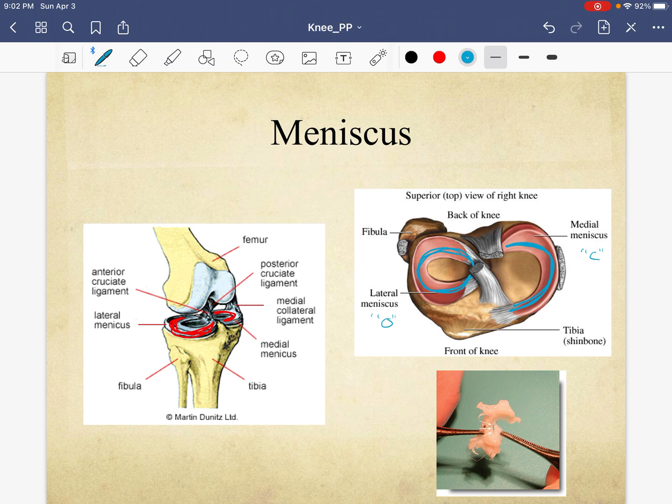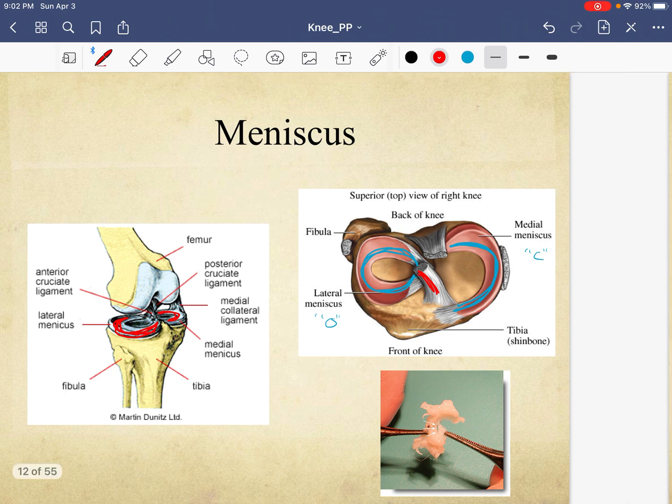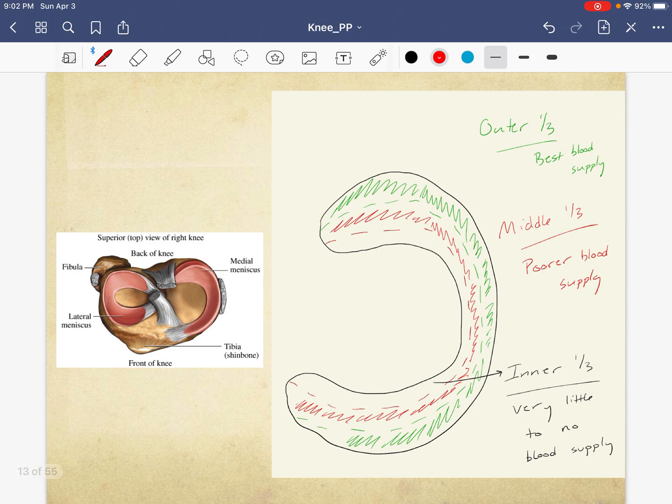Other things as an aside, the lateral meniscus is actually attached to the ACL. You don't have to know that, but we can see it in the picture. Here's the ACL. It kind of attaches to the lateral meniscus. I said that the function was shock absorption to distribute loads. There's some other interesting things about the menisci. They overall have a pretty poor blood supply.